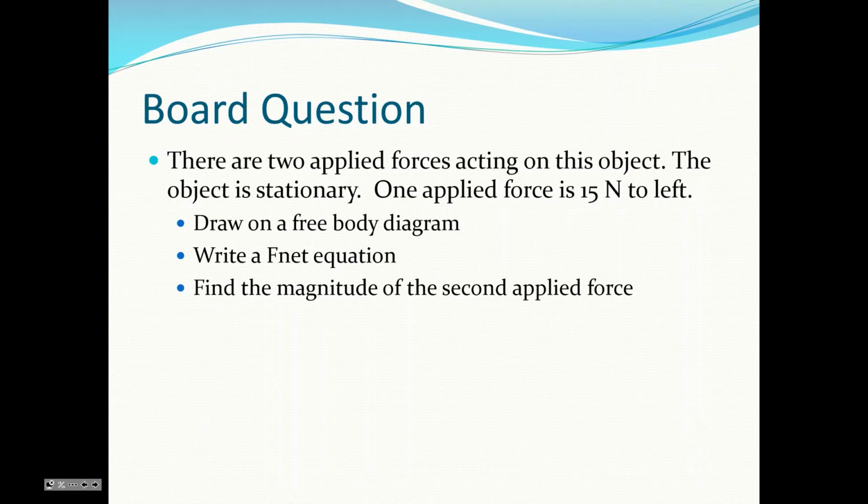So let's do a board question. Try it out on your own, and I will go through it and you can see if you get the right answer. There are two applied forces acting on an object. The object is stationary. Only one applied force is 15 newtons to the left, and we want it to be stationary. So we're going to draw a free body diagram, write an FNet equation, and find the magnitude of the second applied force.